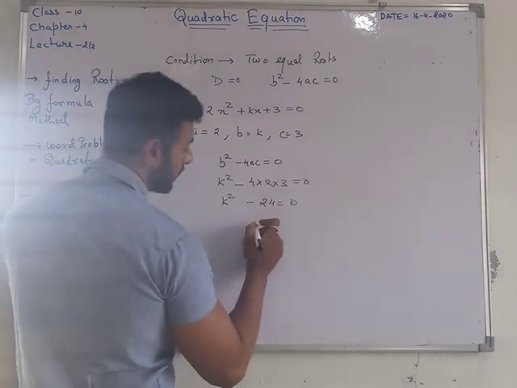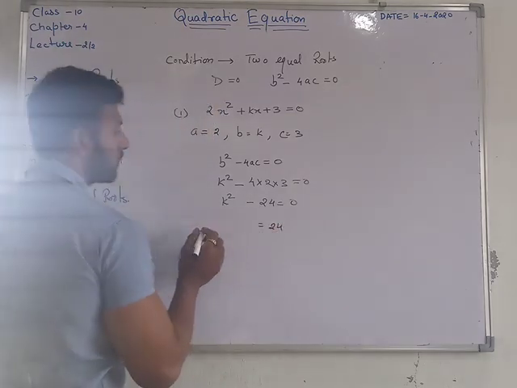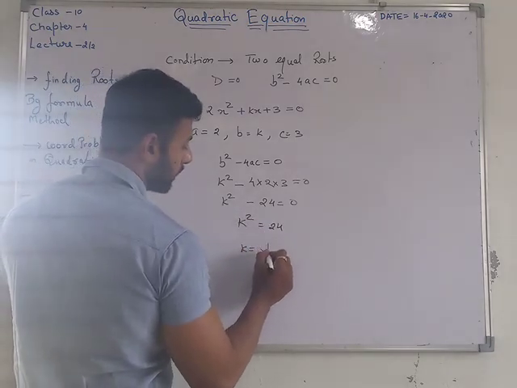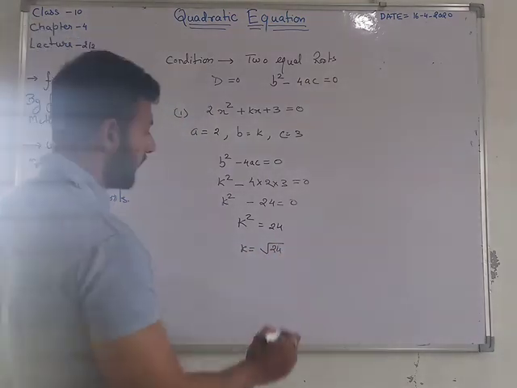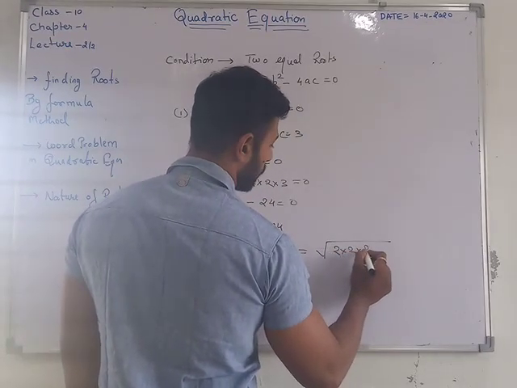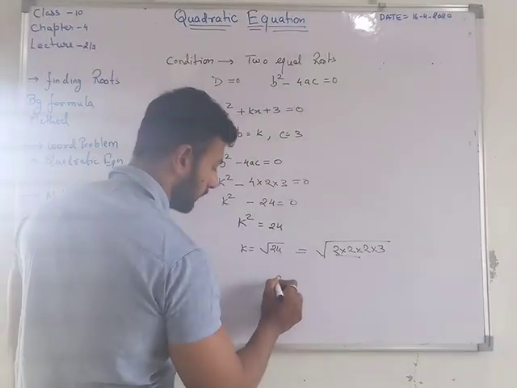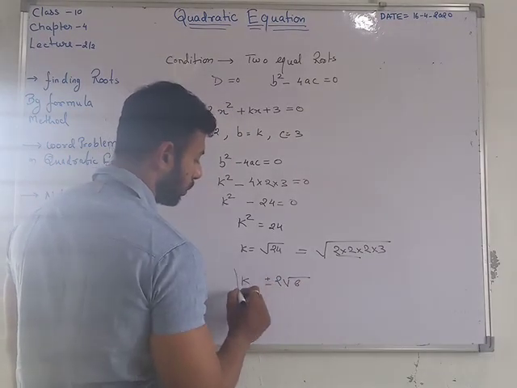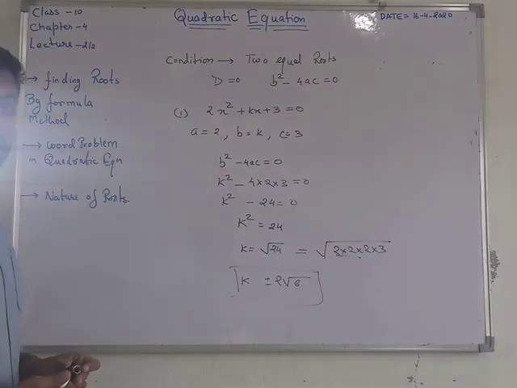Taking this 24 over here, we will be getting 24 equal to k square. So k is equal to under root 24. This 24 can be further simplified. We can write it as 2 into 2 into 2 into 3. We can take out the pair of 2 outside. So it will be 2 root 6. So k is equal to plus minus 2 root 6, which is the answer for the required equation.